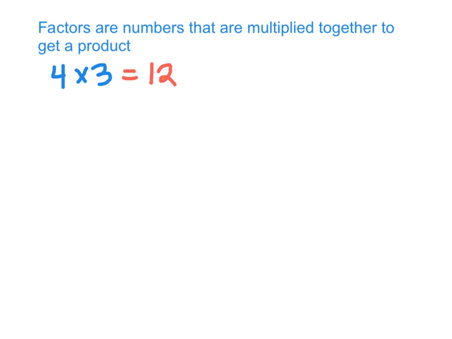I can also write this another way. I can write this as 3 times 4, and my product will still be 12. So these are my factors, and this is my product. So this problem was done using multiplication.